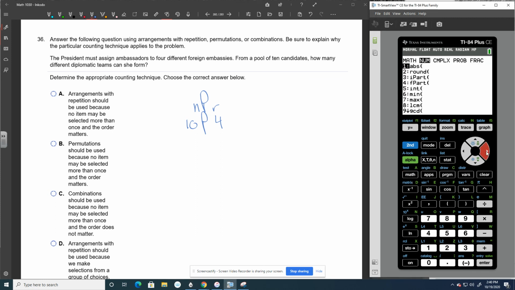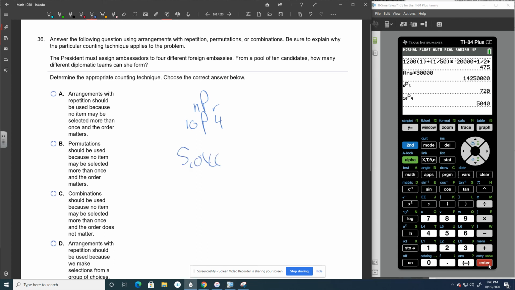So I'm going to do 10 permutation, 10P4. I'm going to go math, over to probability. Out of 10 people, I'm choosing 4, and the order does matter. So there are 5,040 different teams that she could choose.